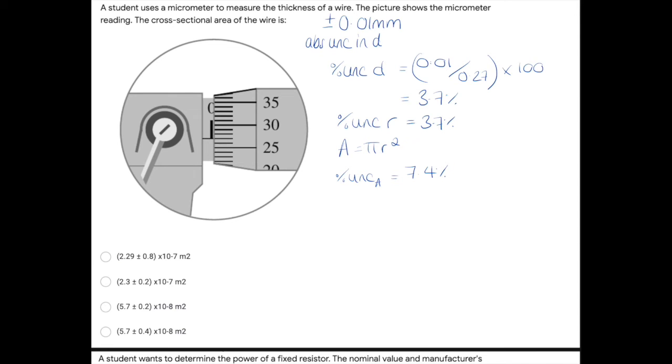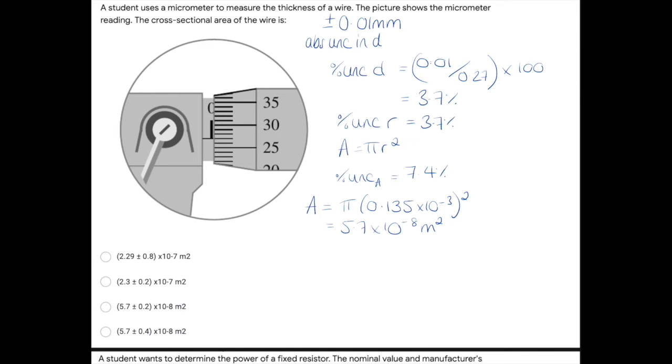So our last step then is to actually calculate a value for A, using pi r squared. We therefore divide our value for D by 2, which gives us 0.135 times 10 to the minus 3, because remember we're working in millimeters. We square that, and that gives us a value of 5.7 times 10 to the minus 8 meters squared, which again, if we look at two of our values, C and D, we know we're probably on the right track.